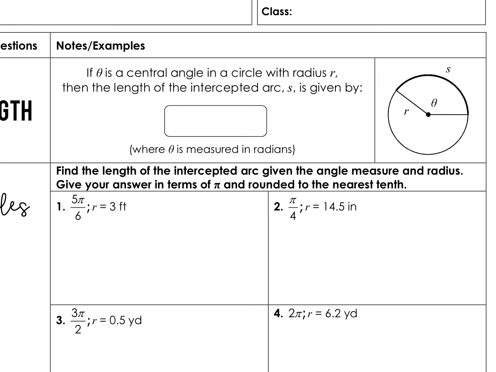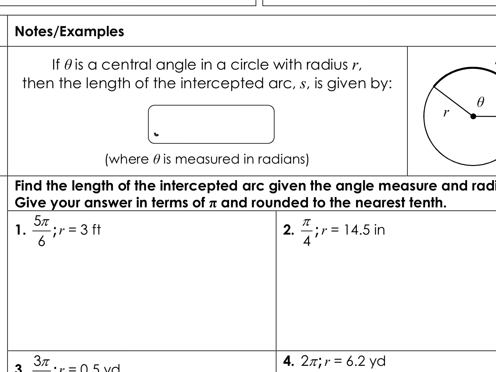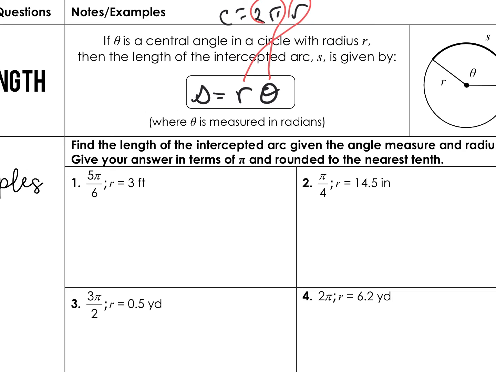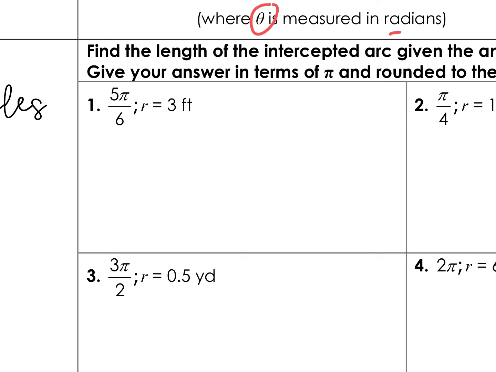Here's your formula, the easiest formula in the world. Arc length S is equal to your radius times the angle. You get it? C is 2 pi r, I just have it reversed. There's my theta, there's my r. I like saying S is equal to r theta, it sounds so cool. But when we use this formula, it's understood that we're using radians. So number 1, not a problem. It is in radians already.